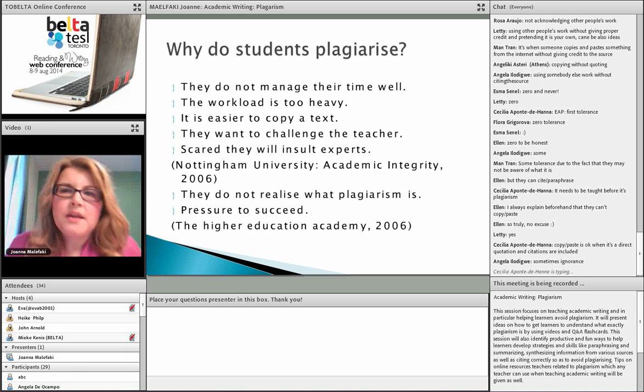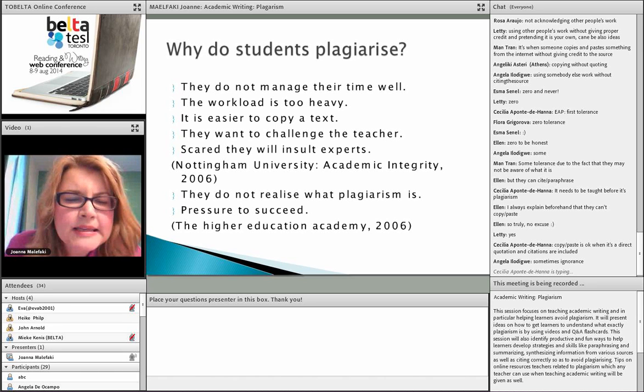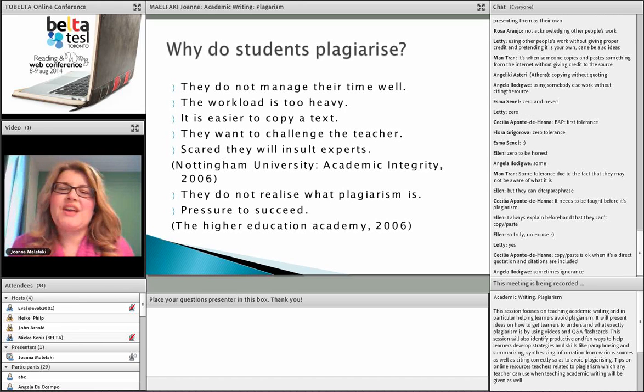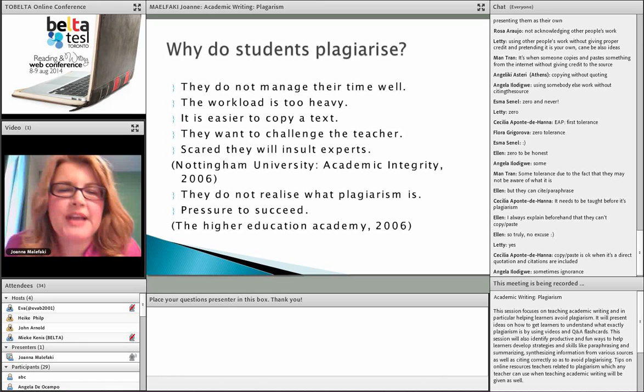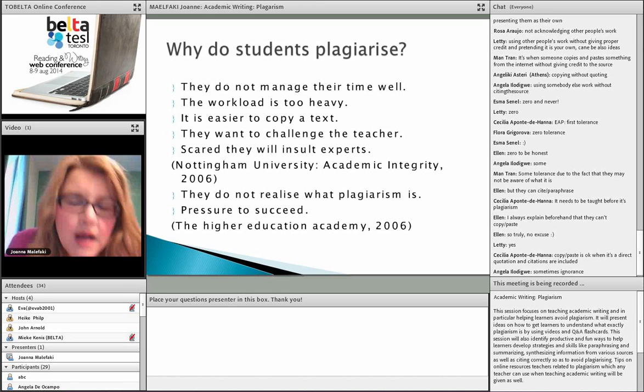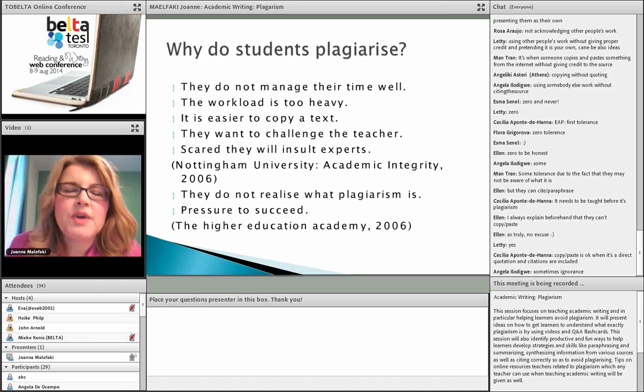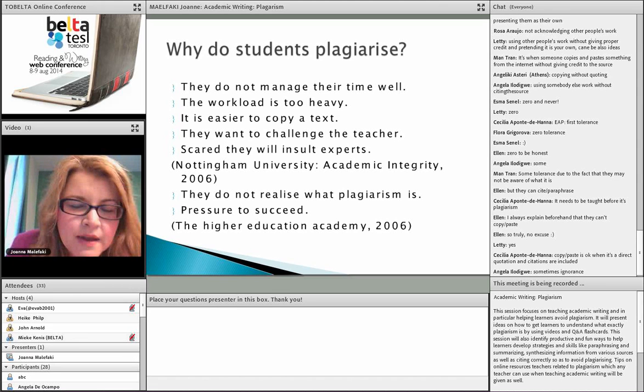Another thing is, and this is what I found according to research from the Nottingham University website, that some do it to challenge and see if the teacher will find out. Okay, I don't think this is what usually happens, but it is based on research, what has been found. Other students don't feel comfortable paraphrasing, so they just think it's easier to copy something.